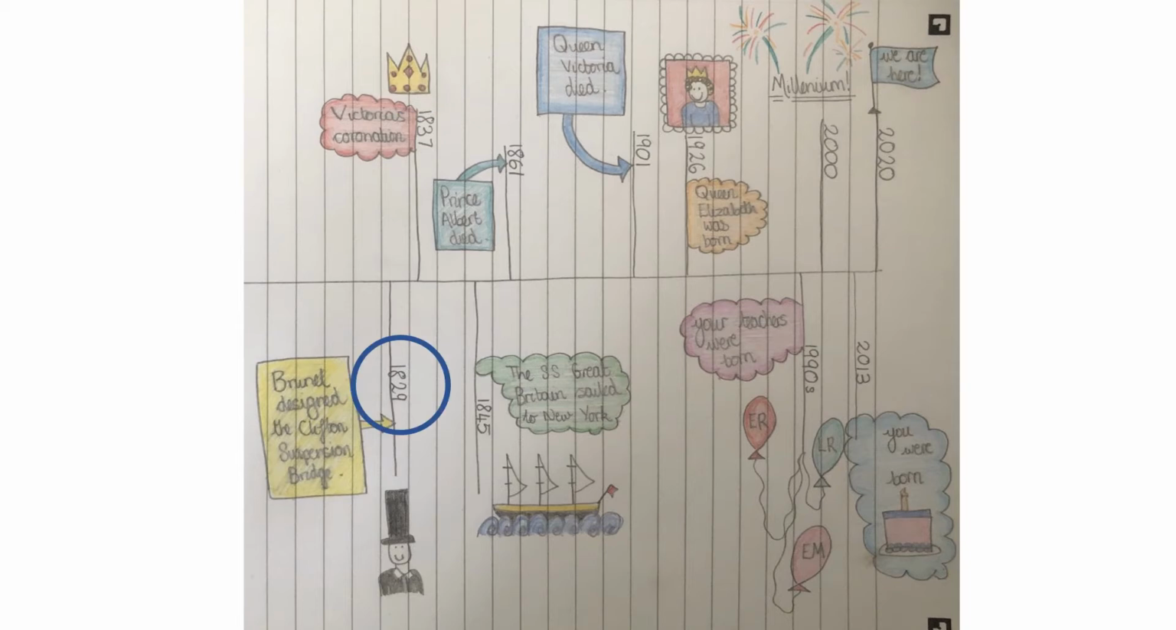So the final step on our timeline before we go back to the very mysterious period of history that we're going to be learning about is 1829, and that is the year that Isambard Kingdom Brunel designed the Clifton Suspension Bridge. But he never got to see the bridge fully built. Can you remember why? That's because he died before it was finished.